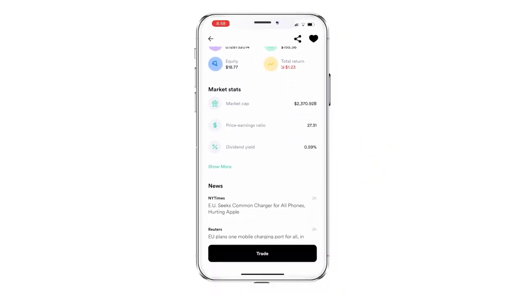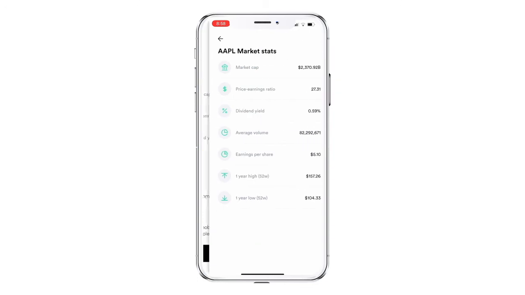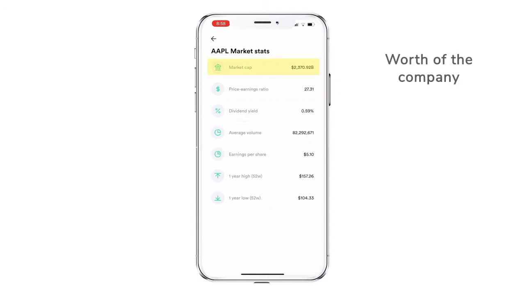Under market stats, this is what you look at when you pick a stock. Market cap is what the company is worth. So the bigger it is, the more conservative the company is. It reflects what investors are willing to pay for this stock.